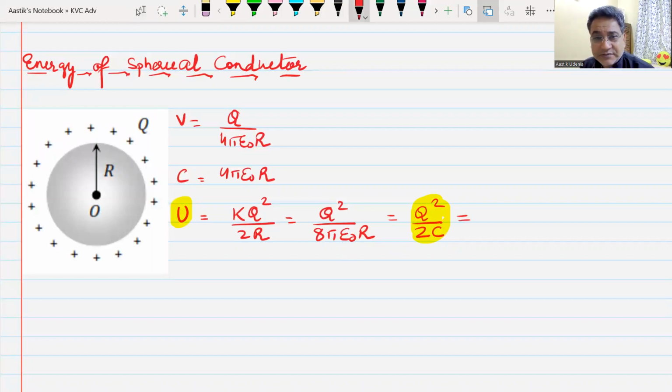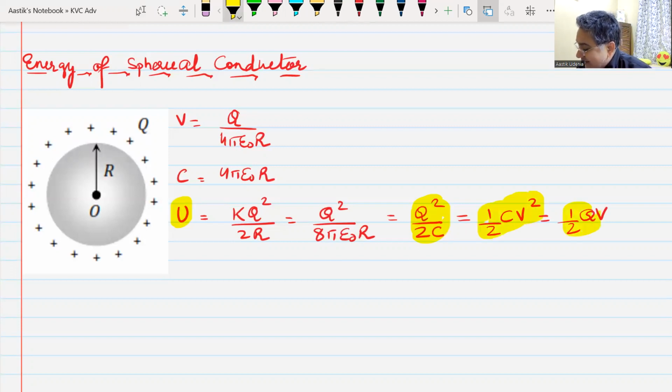The first formula that you must remember is Q is equal to CV. If you put the value of Q is equal to CV, this formula can be written as half into C into V square. This formula can then also be written as half of Q into V. So these are the three different forms in which I can understand the energy of an isolated conductor, whether it is spherical or not. The energy of a charged conductor can be written by this form.